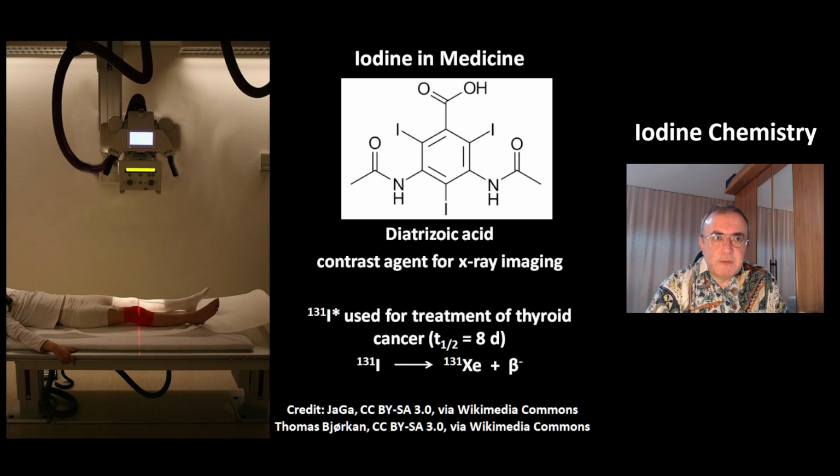These are 2 examples of iodine in medicine. At the top, that's the compound diatrizoic acid, which is a contrast agent for X-ray imaging. And the radioactive isotope iodine-131 can be used for treatment of thyroid cancer. It has a half-life of 8 days. It decays to xenon-131, and it emits a beta particle, which is a fast electron, and the fast electrons kill the cancer cells.